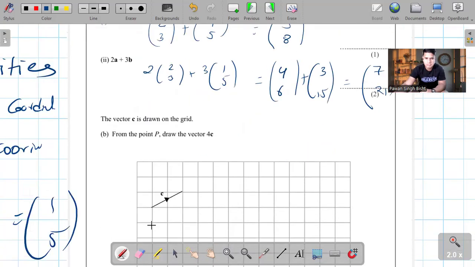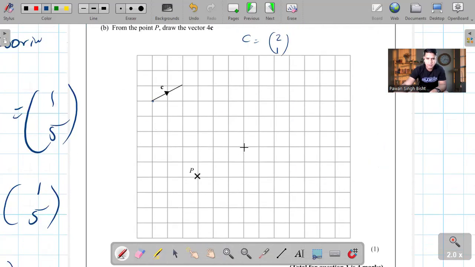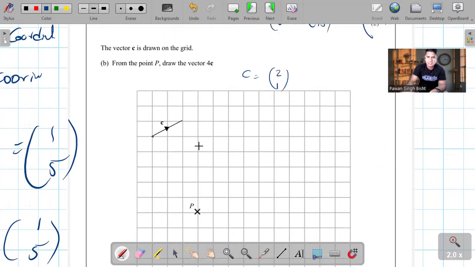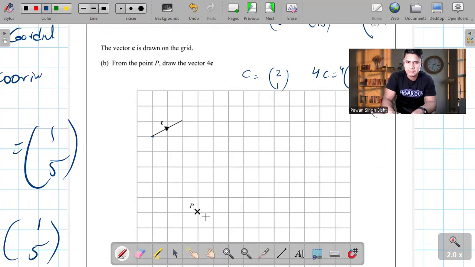Now, this is vector C given. If we start counting from here, 1, 2 right and 1 up. So column vector C is (2, 1). They say from the point P, draw vector 4C. 4C means 4 times C. So 4 times (2, 1) will be (8, 4). So we make 4 times C.